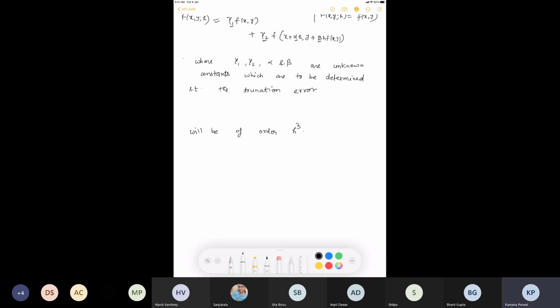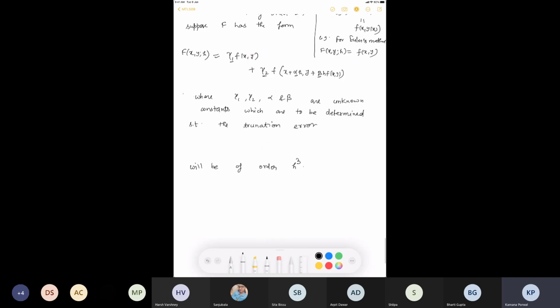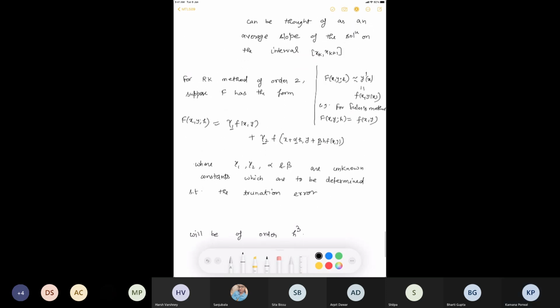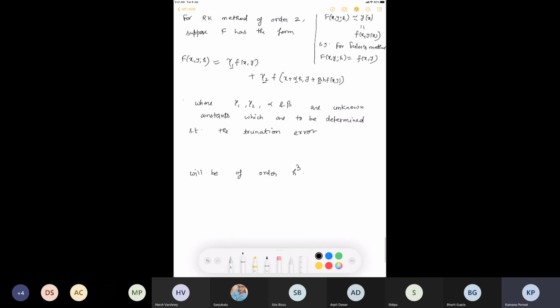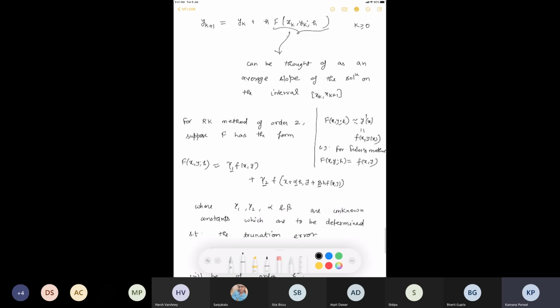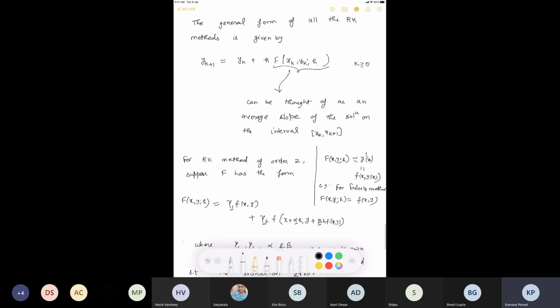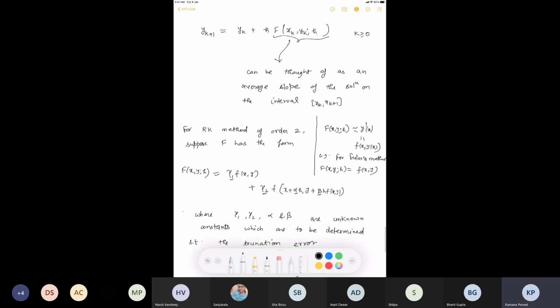Is the problem clear with what we are trying to do here? Any doubts so far? Now you have to tell me what is the truncation error in this method. I've already given you the method. So what is going to be the truncation error in this method? Anybody?